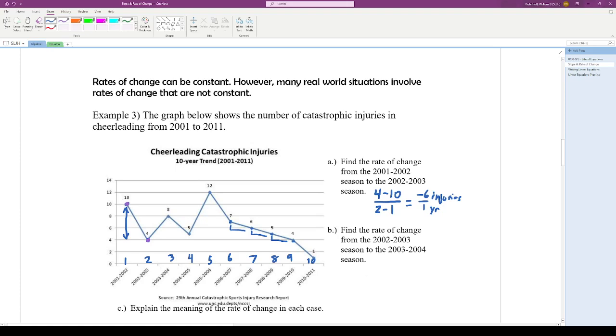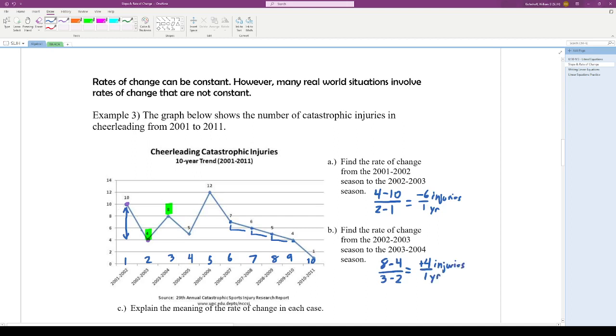So then we want to look at the change from 2002 and 2003 to the next one. So we're starting again at this point here with the 4, and now we're going to the next year, year 3, where we had 8 injuries. Doing our same thing, we take our new Y value of 8 minus our previous Y value of 4, and we divide by our new year number of 3 minus our old year number of 2. That gives us 4/1, or positive 4. You don't have to write the plus, I'm just trying to show that it's different than the decrease we had. So we went up 4 injuries per year.